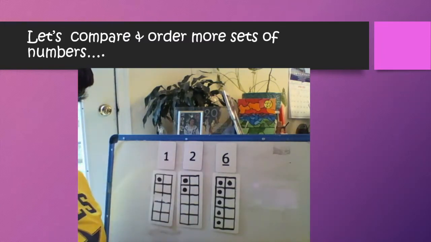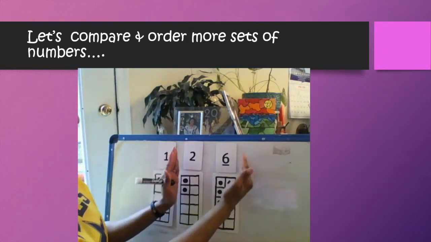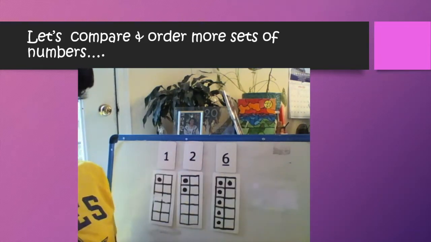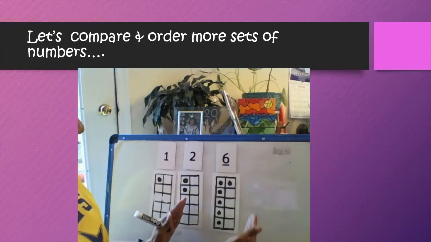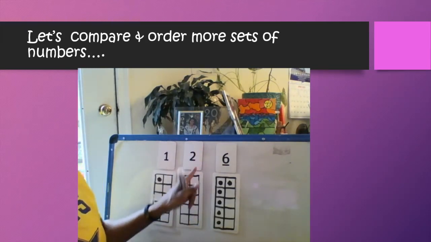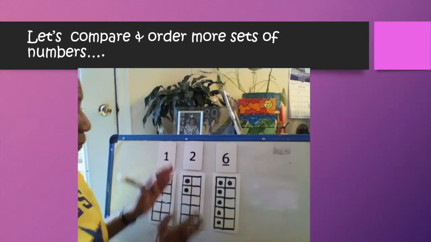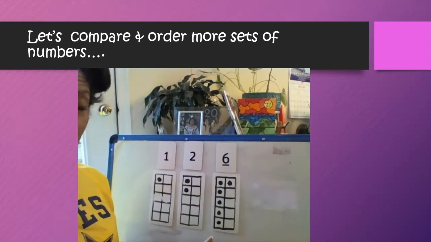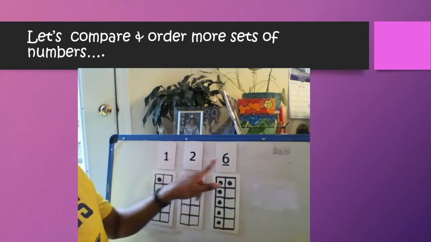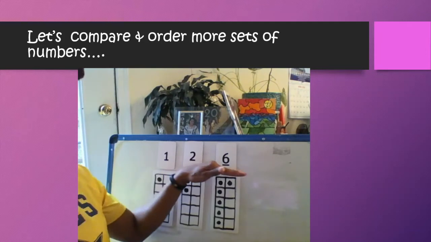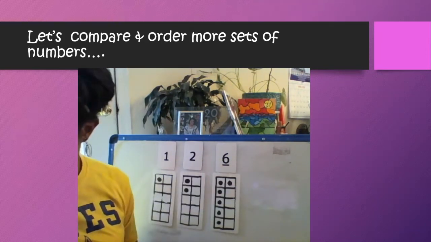So now that's 1. What's going to be the next? So now look, we're just going to compare 2 and 6 now. Which one is the smallest or the least in here? That's right. It's going to be 2. So we don't have to move this one. So 2. And then that leaves 6. So now our numbers are in order from least to greatest. From least to greatest. 1, 2, 6. Super job, guys. Super job.